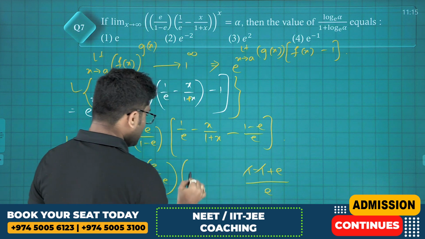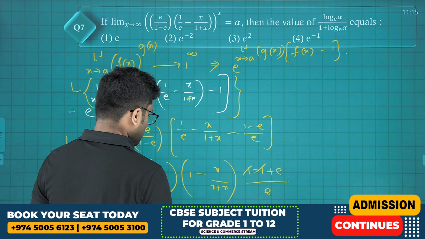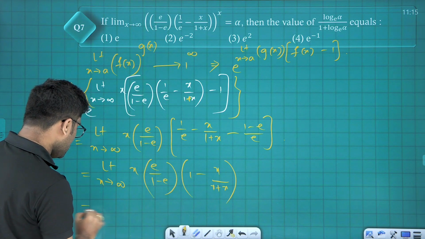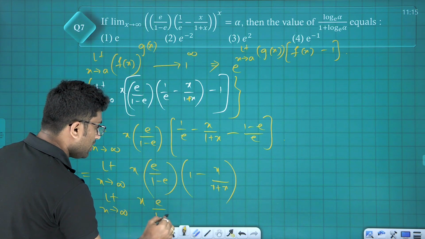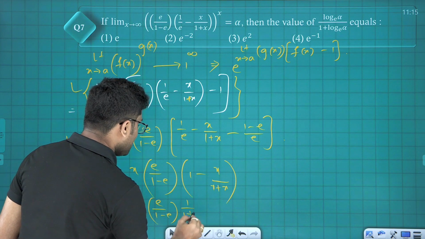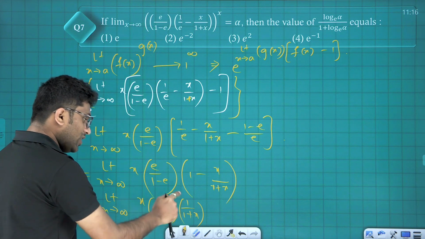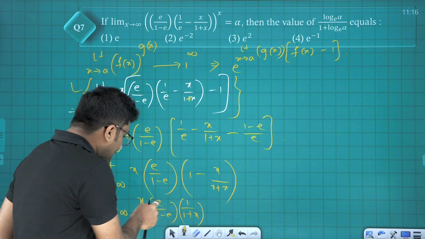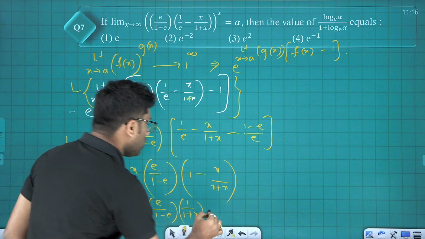So e by e, that is 1 minus x by 1 plus x. Now this will be again limit x tends to infinity, x into e by 1 minus e into 1 plus x minus x, that means 1 by 1 plus x. So again, when x approaches infinity, it is infinity by infinity form. In infinity by infinity form, as I said, the ratio of the coefficients of numerator and denominator will be the answer.